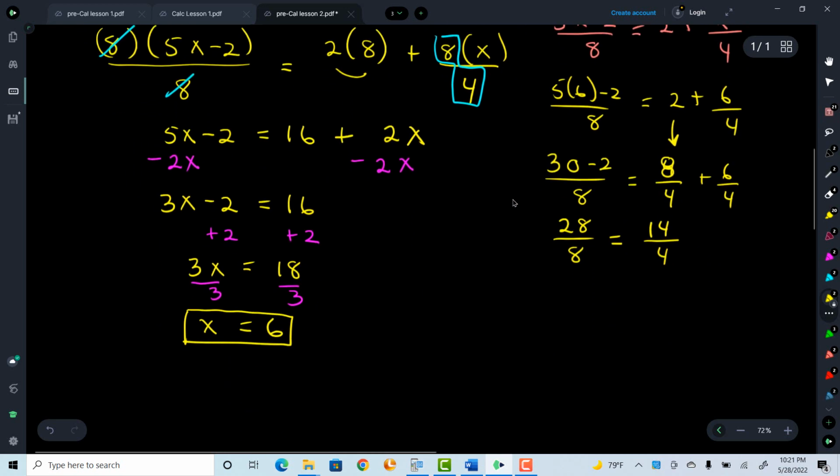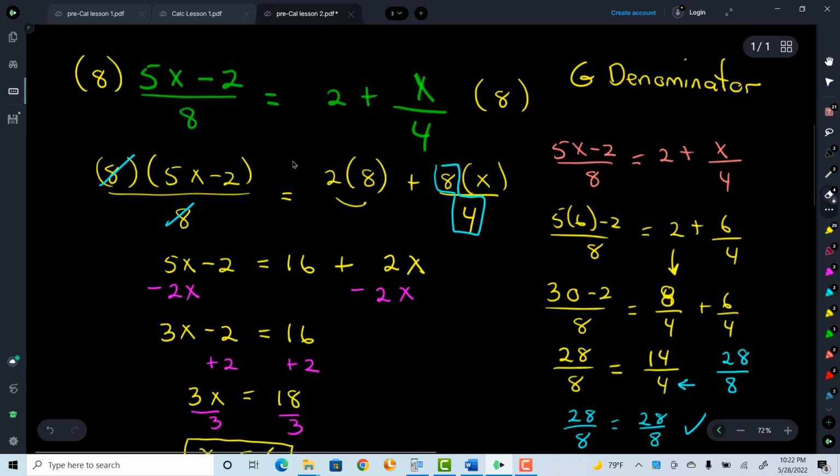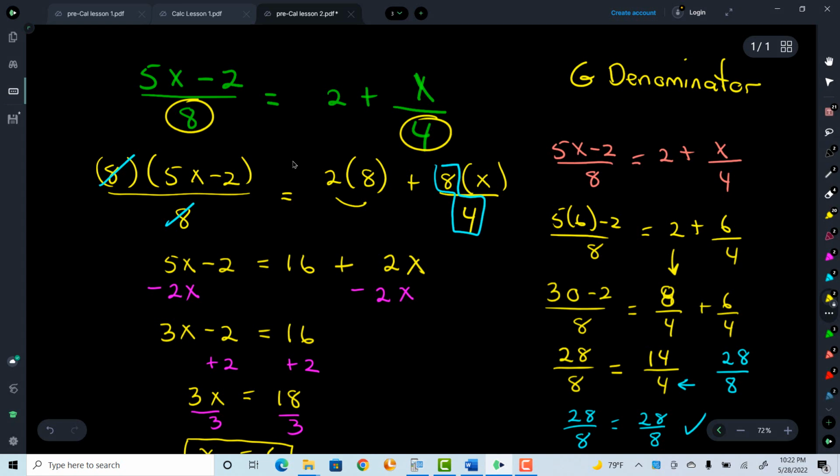Are they equivalent? Well, let's get a common denominator again, right? Let's make this an 8. So that means I multiplied by 2, so the 14 becomes a 28. So here I have 28 over 8 equals 28 over 8. They are equal. So that worked. Okay? So again, when we started the problem, we had these ugly fractions. So in order to get rid of the fractions, I multiplied by the denominator, right? And my greatest denominator was 8. So I multiplied by 8.